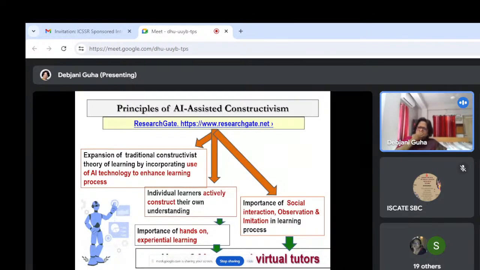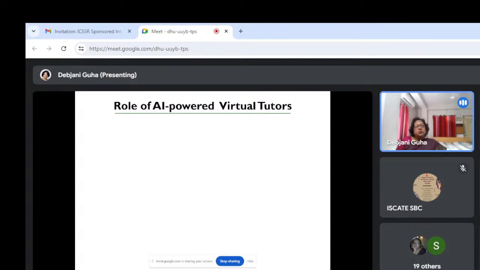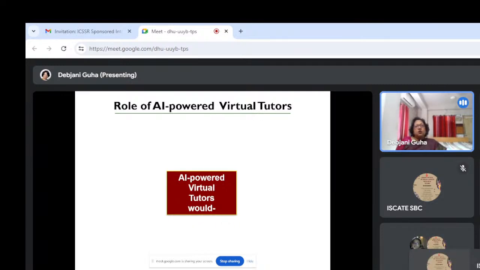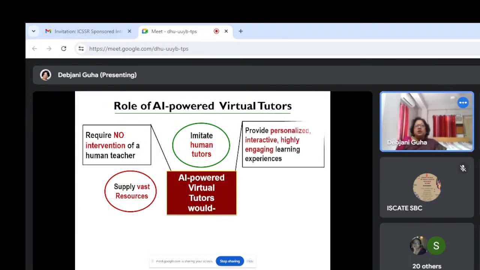And now I want to explain the role of AI-powered virtual tutors in the new theory, that is AI-assisted constructivist theory, which we talk about nowadays. AI-powered virtual tutors would act as facilitators, and each may supply vast resources to students. It would imitate human tutors, and it would require no intervention of a human teacher. It would provide personalized, interactive, highly engaging learning experiences, and it would provide customized instruction to the learner.